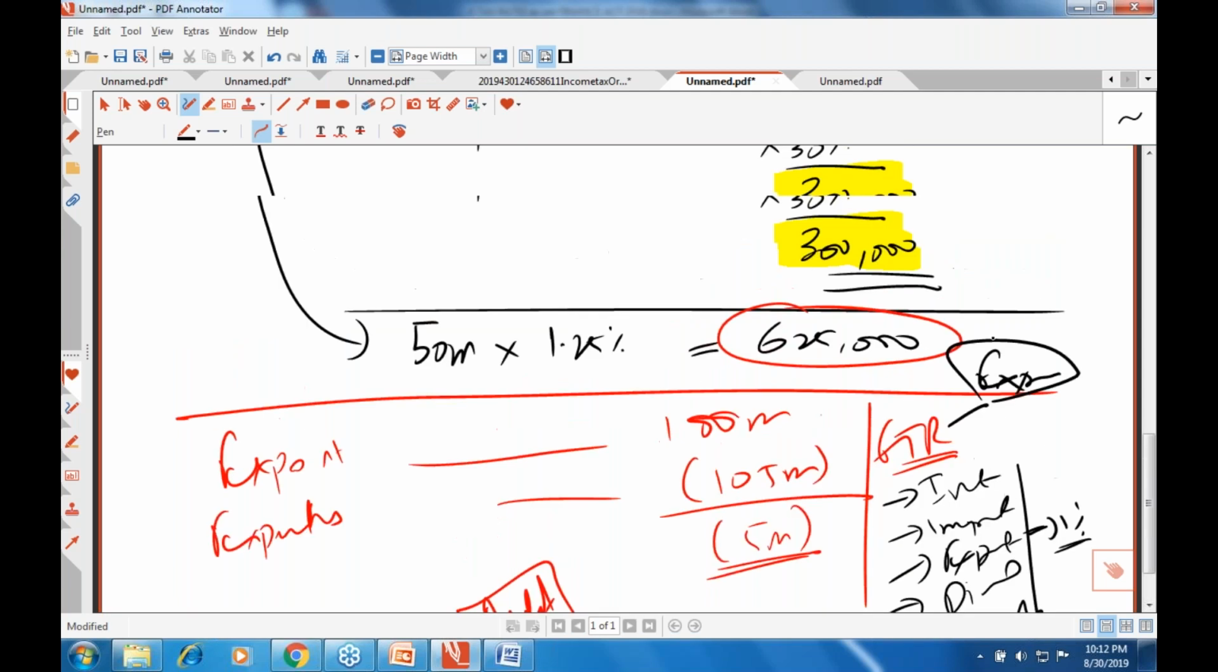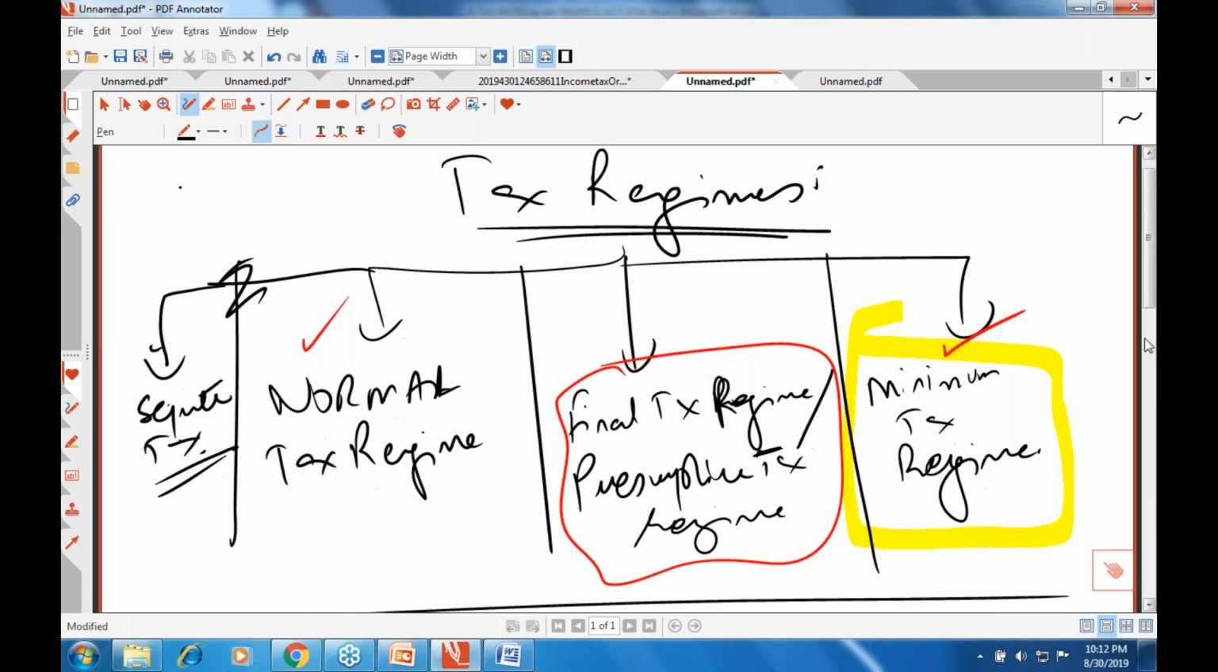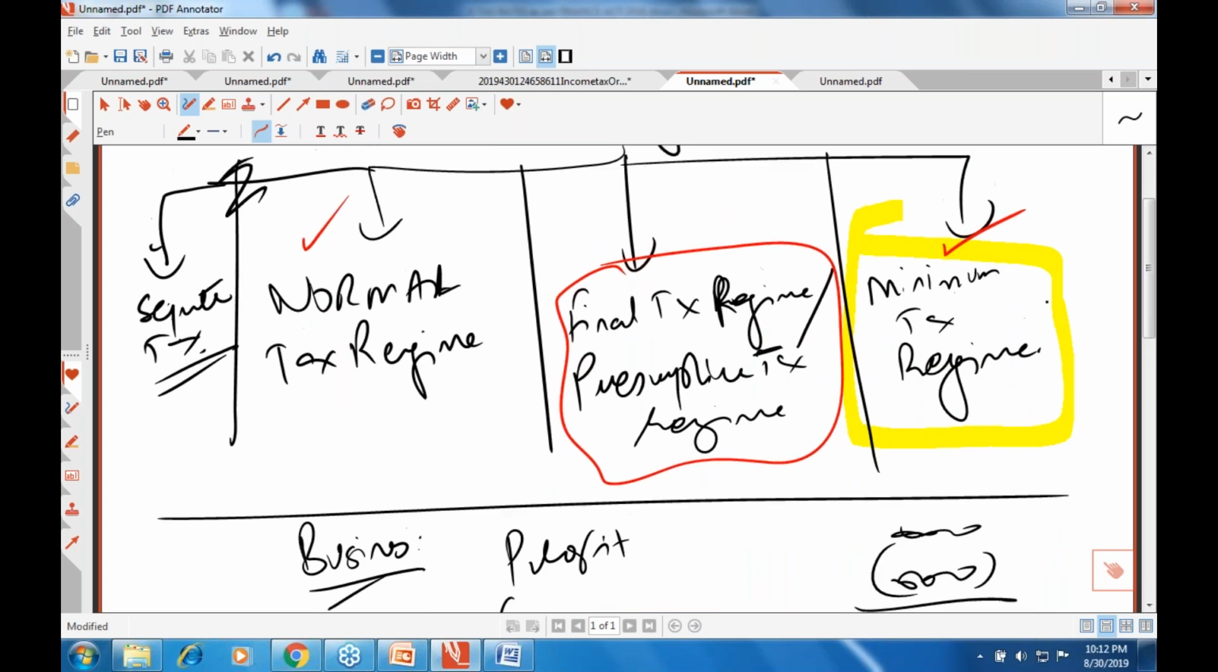Okay, so basically this final tax regime is another way, or the presumptive tax regime, where the government says that we have presumed that whatever your tax liability is going to be, this is what we have presumed. And lastly, there is this separate tax regime. What exactly do you mean by the separate tax regime?